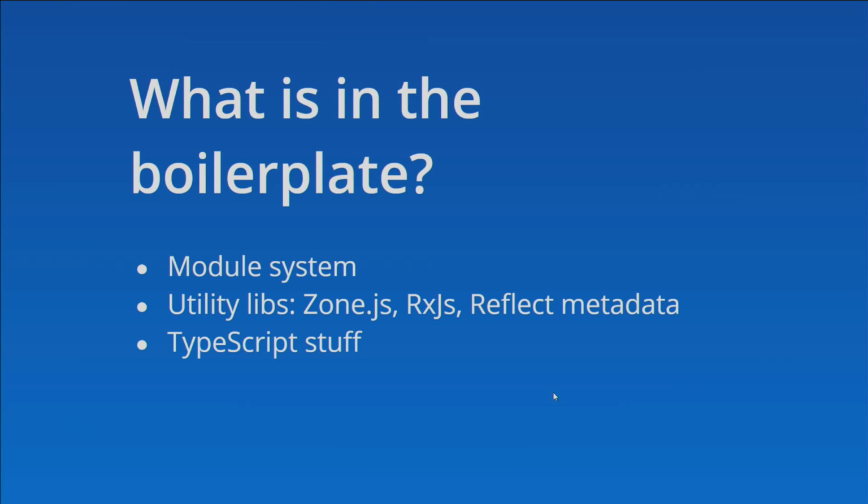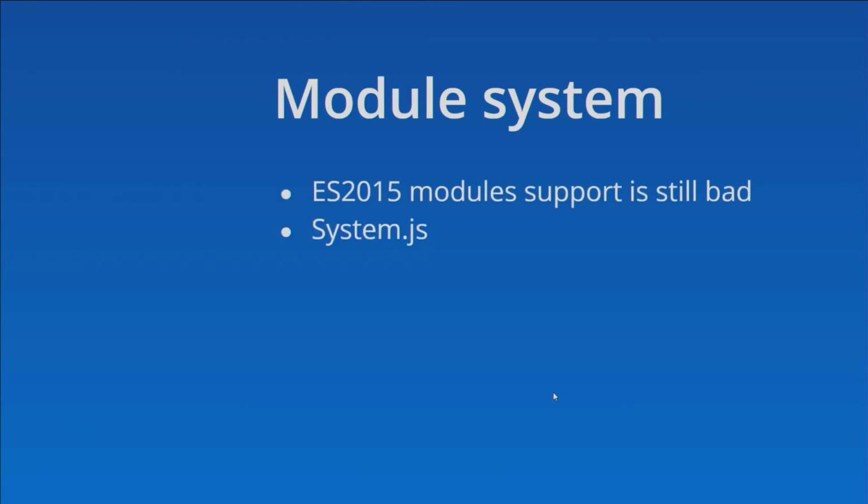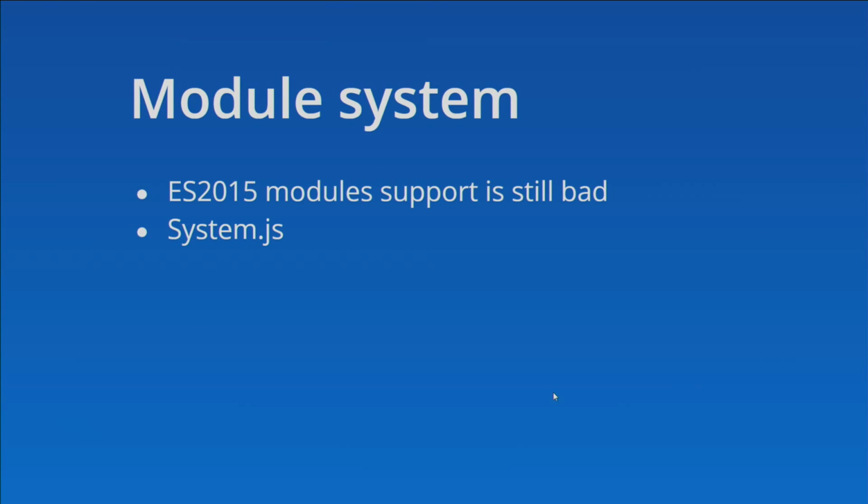So what is in the boilerplate? It turns out, especially if you take some Angular seed example or Angular CLI, there are a lot of things. It has an HTTP server, it has different testing frameworks, but if you remove all this unnecessary stuff and go really to the core, then there are 3 main parts: the module system, then utility libraries, and some TypeScript stuff.